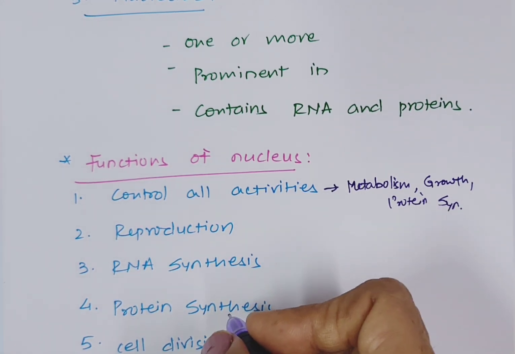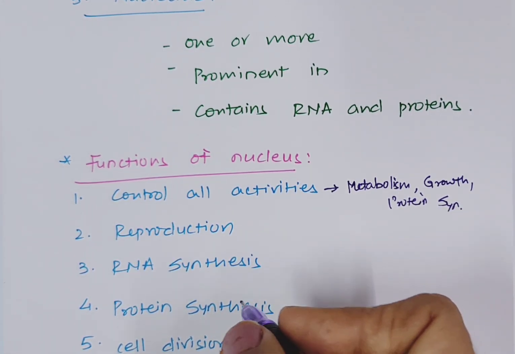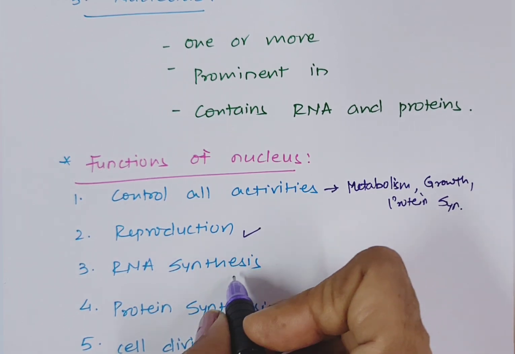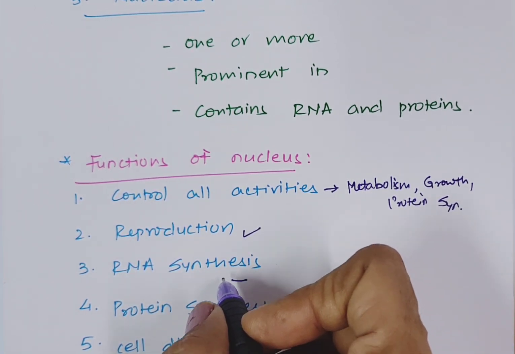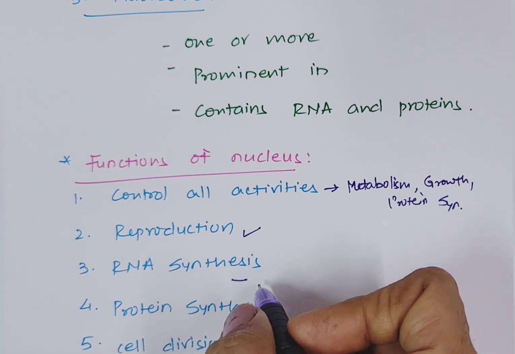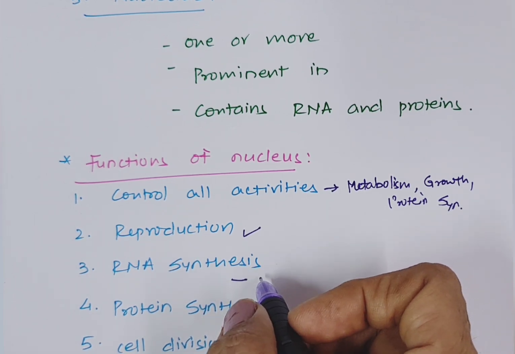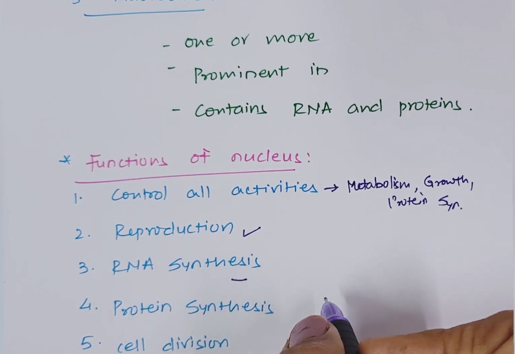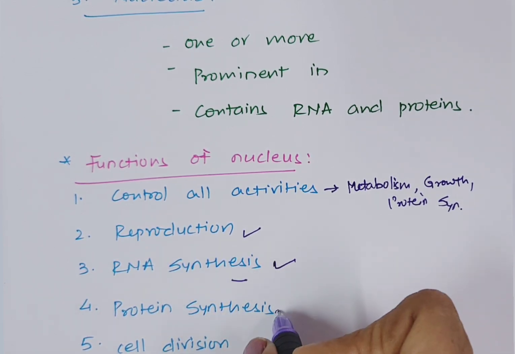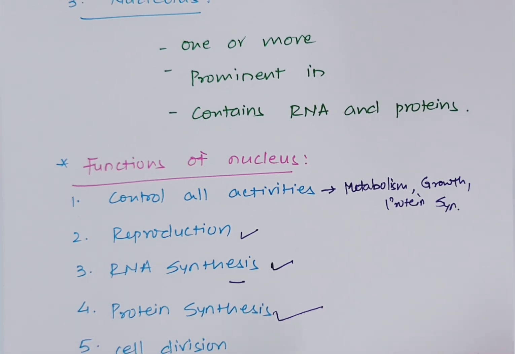Second is reproduction and multiplication. For that, definitely the nucleus is required. If there is no nucleus, no reproduction. Then RNA synthesis. For RNA synthesis, we have DNA. DNA acts as a template from which messenger RNA is produced, and through the pores this messenger RNA comes out, and it is important for protein synthesis. So the nucleus is important for RNA synthesis and protein synthesis also.